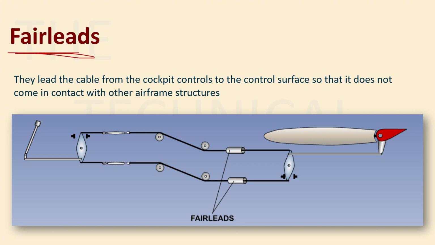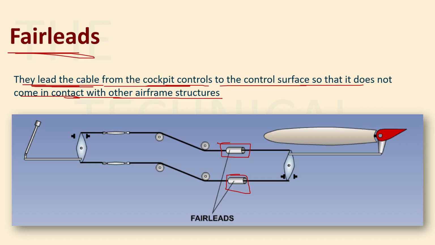So fair leads are something which leads the cable from the cockpit controls to the control surface so that it does not come in contact with other airframe structures. So this portion that you're seeing, these pipeline-like things, these are your fair leads. They have a very basic purpose: they carry the cable inside them so that the cable does not go here and there and get tangled in some airframe structures, right? So they lead the cable from your cockpit to your control surface, right?